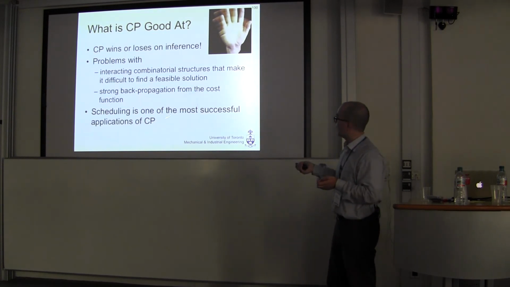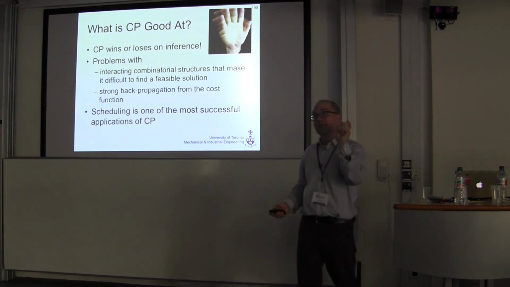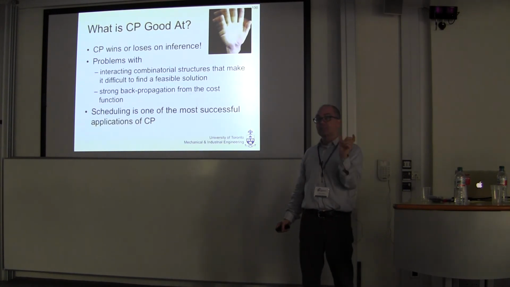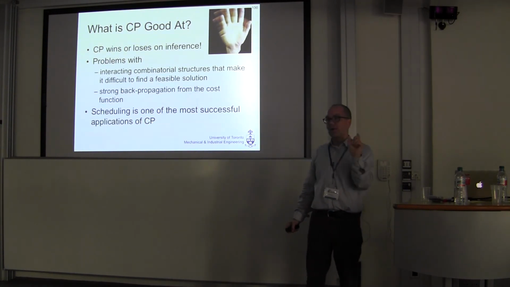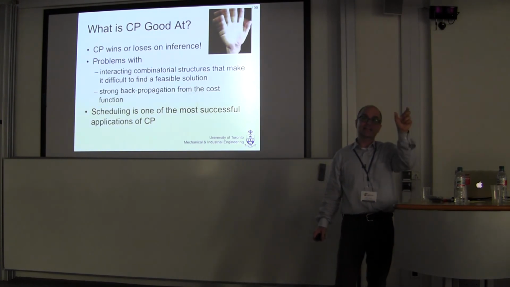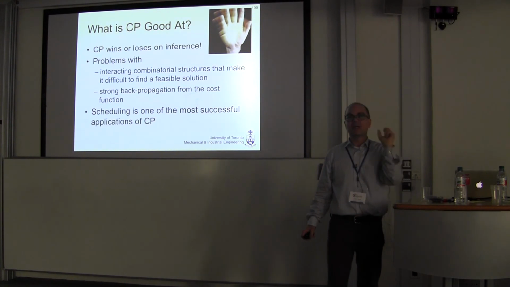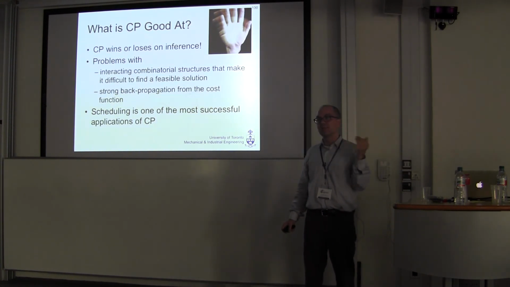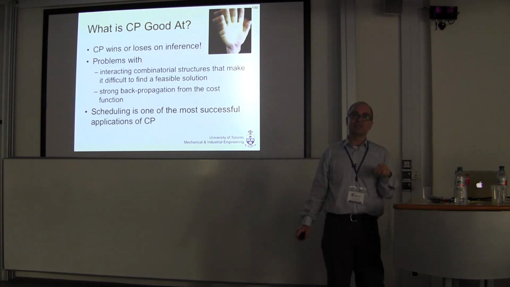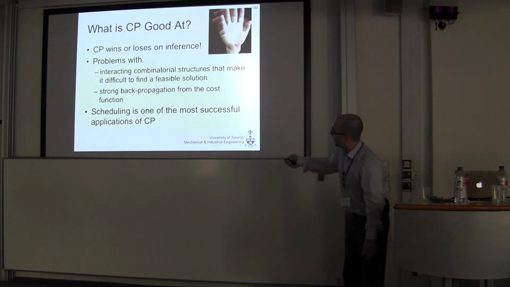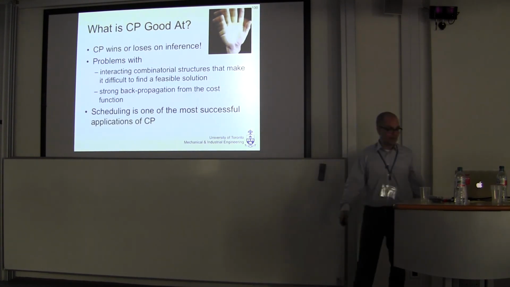And so this notion of backpropagation: makespan is a max. Max propagates very well. The sum of completion times, for example, does not propagate very well. So if I simply replace, in job shop scheduling, the makespan with the sum of completion times, MIP is actually competitive and sometimes even better than CP simply by changing that cost function, which isn't very good news for CP. Despite that, scheduling is one of the most successful applications of CP.